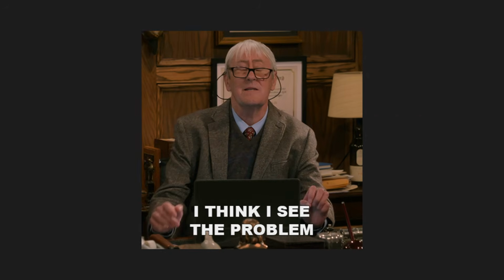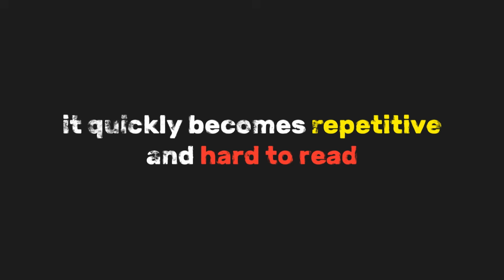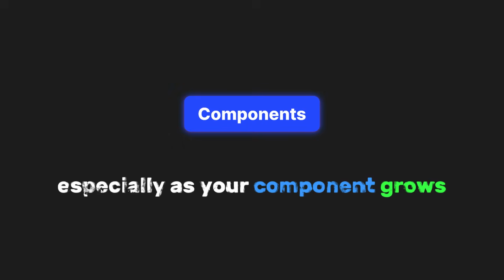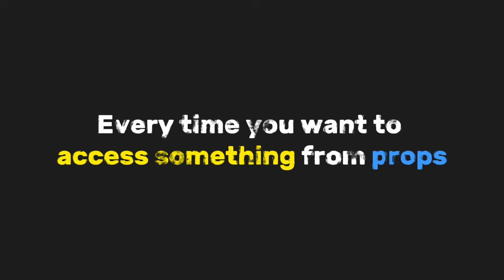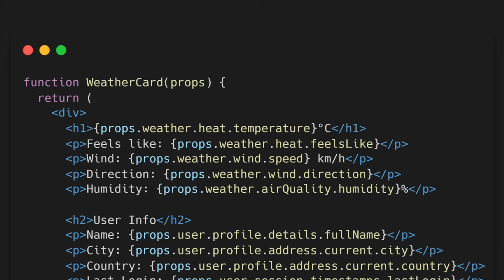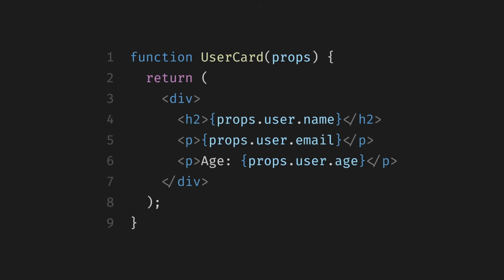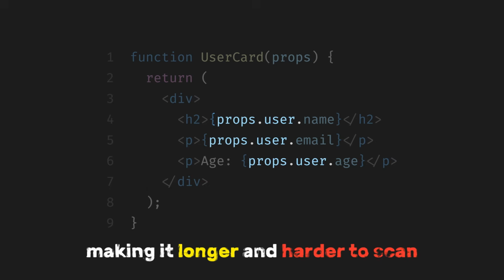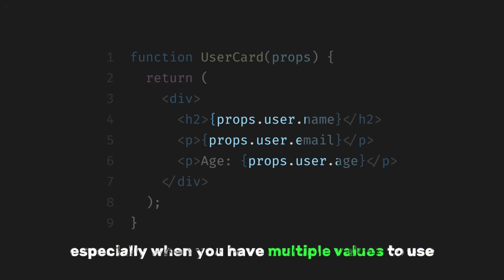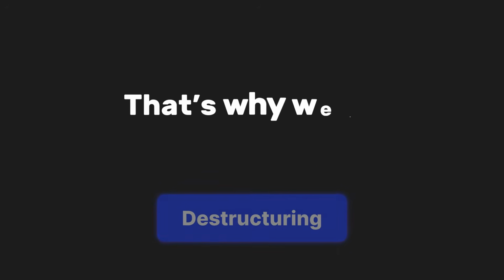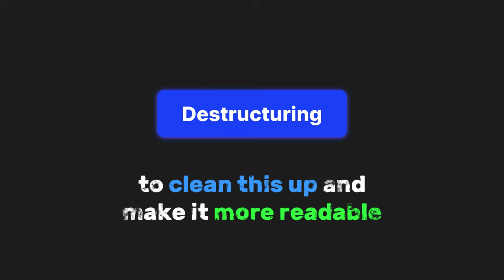Now, the problem with this approach is that it quickly becomes repetitive and hard to read, especially as your component grows. Every time you want to access something from props, you have to keep typing props again and again. For example, in this function, see how props.user keeps repeating? It works fine, but it clutters your code, making it longer and harder to scan, especially when you have multiple values to use. That's why we use destructuring, to clean this up and make it more readable.